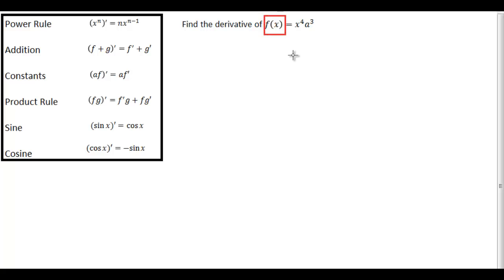This is a function of x. So what the heck is this a? See that? There's an a in there. Somebody put an a in my function. In fact, they put a times a times a, otherwise known as a cubed. Why would they do that? I don't know. We'll never find out.